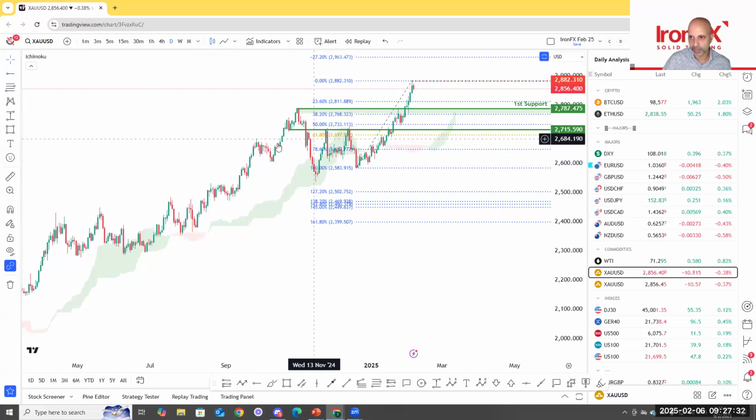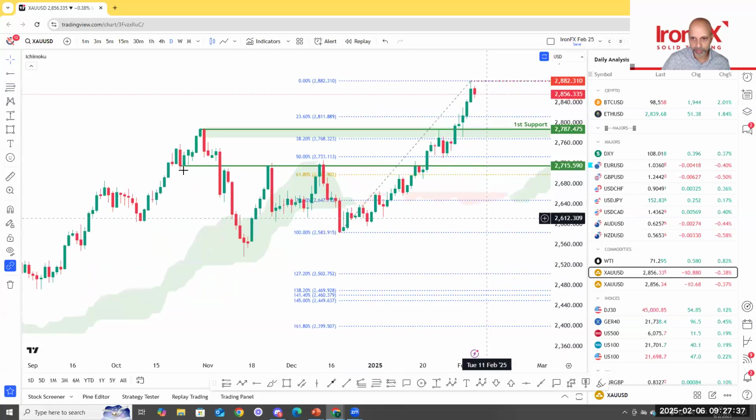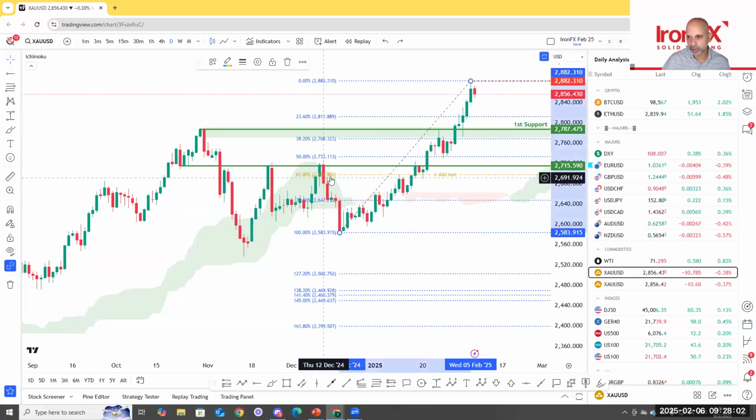When I look at 2,715, I see another nice overlap here because there's support being formed on 23rd of October. After that, we see resistance here on 7th of November, swing high resistance on 25th of November, another swing high resistance on 12th of December. Then we see resistance here again on 16th and 17th of Jan. So this indicates a pretty significant overlap that we can identify as the second support. And it's also accompanied by a Fibonacci retracement at 61% just underneath it.